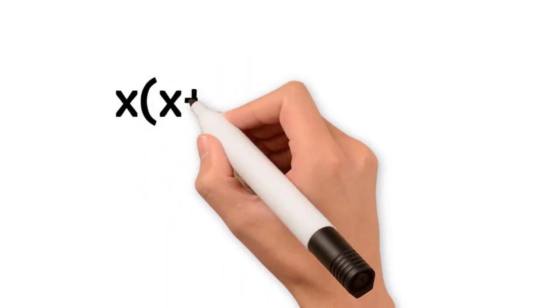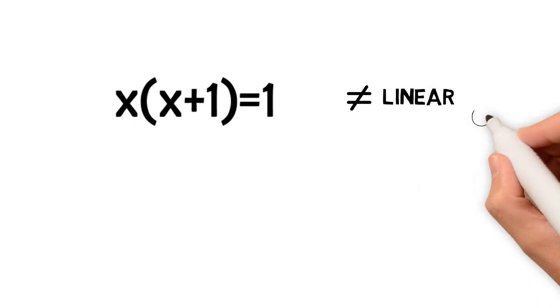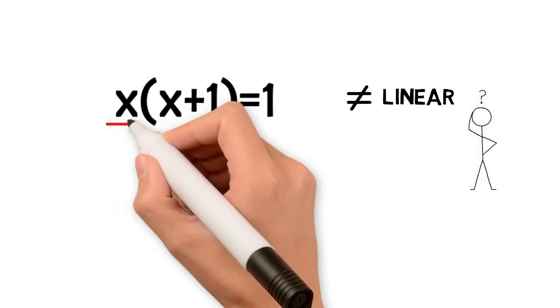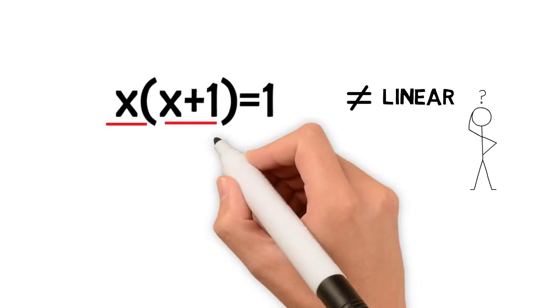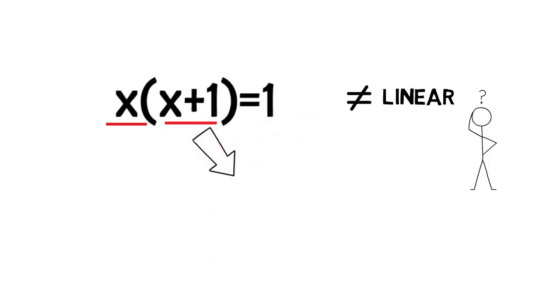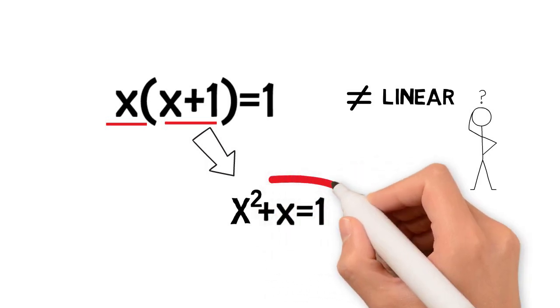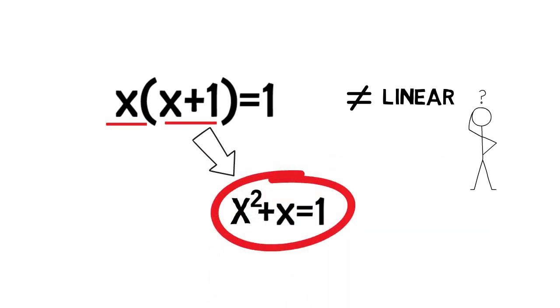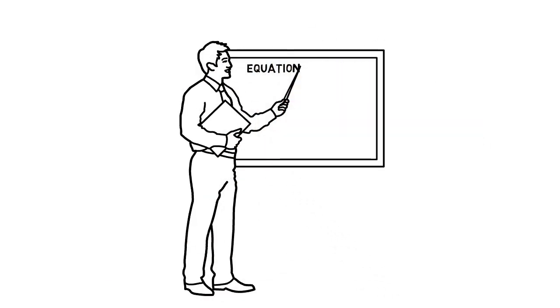The equation x times x plus 1 equals 1 is also not linear. It may look linear, since each factor of x and x plus 1 on the left side are linear, but when we multiply them using the distributive property, we get x squared plus x equals 1, which is no longer a linear equation.